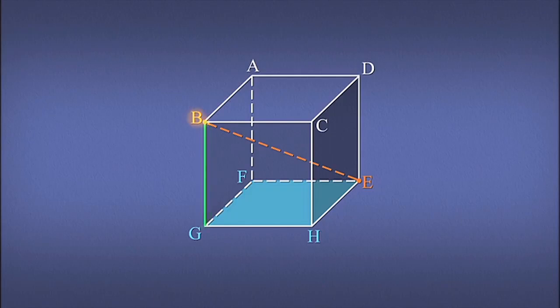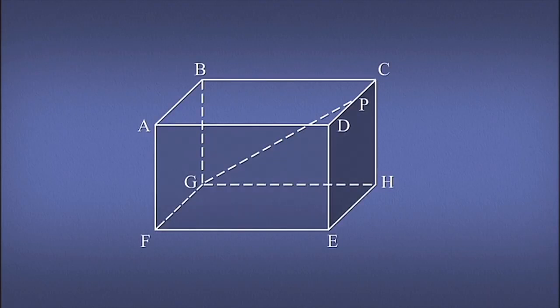A straight line from point B is constructed. It is perpendicular to the plane EFGH. BG is this perpendicular line, and GE is the projection of BE on the plane. Angle BEG is the angle between line BE and the plane EFGH.